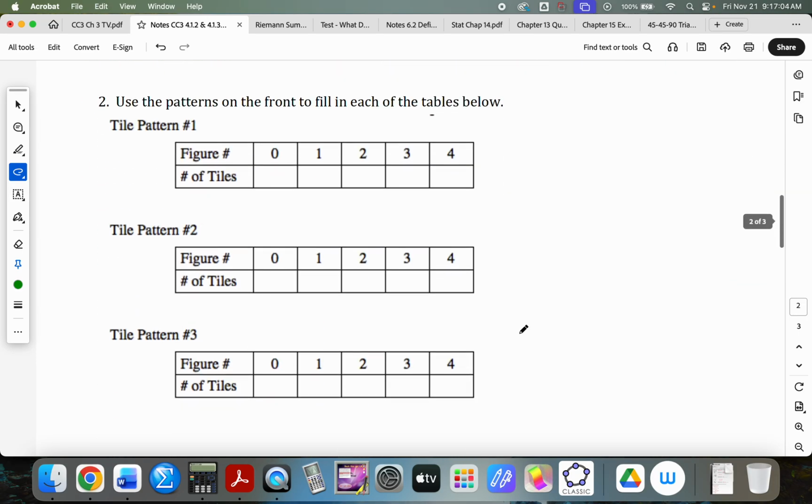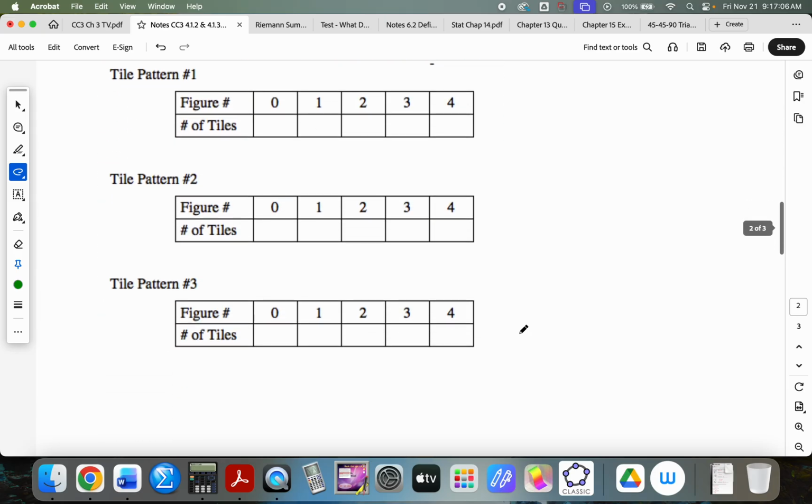All right, so let's take a look. This one started at 2. So this was 2, 6, 10, 14, and 18, I believe. And then this one started at 1. So it was 1, 5, 9, 13, 17. And this one started at 3. So it was 3, 7, 11, 15, 19.